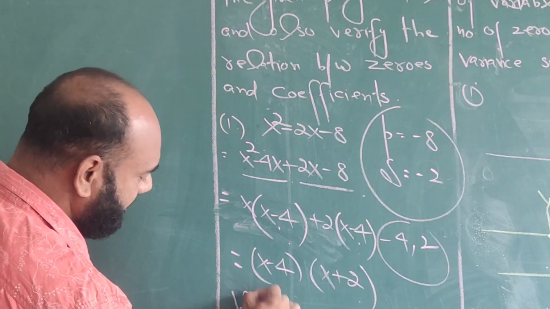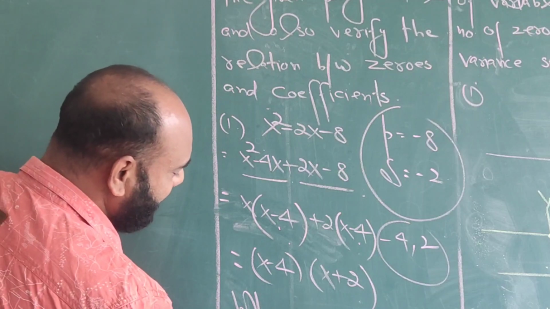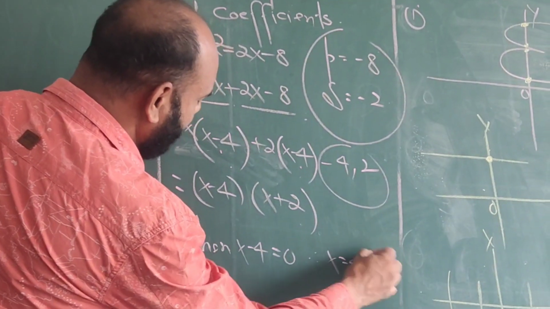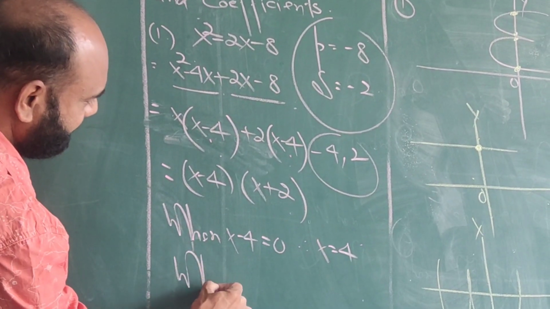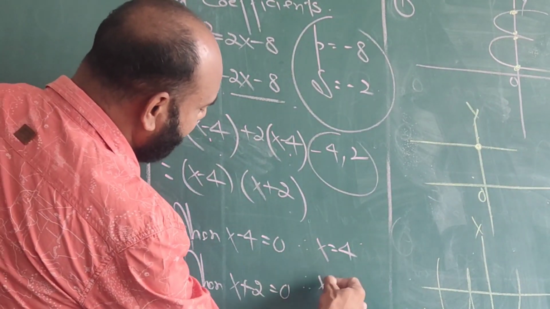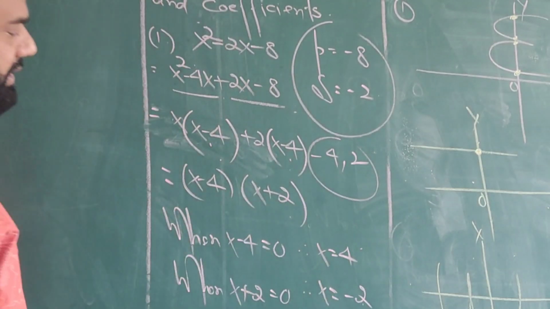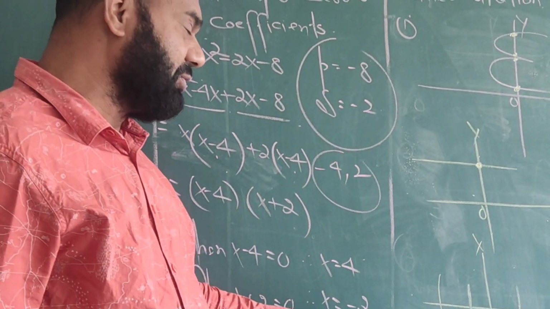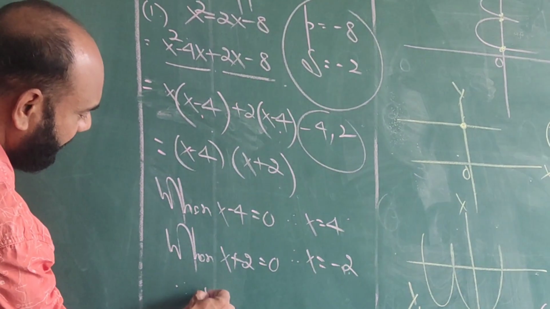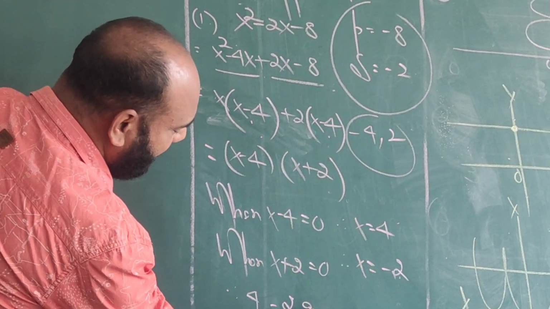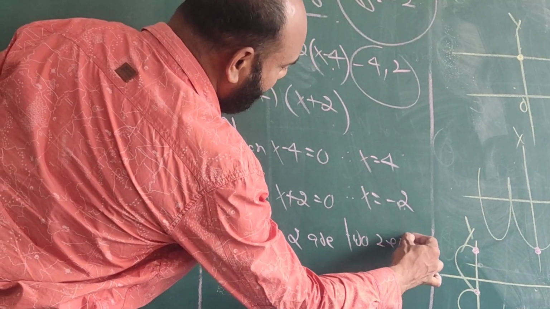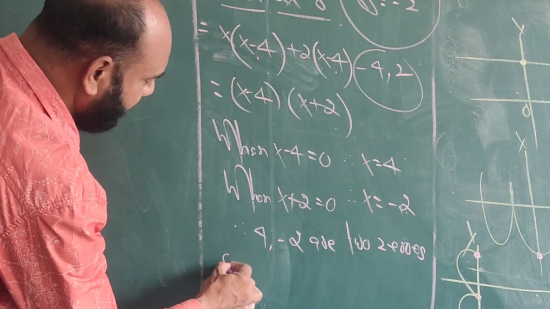When x minus 4 equals 0, then we get x equal to 4. And when x plus 2 equals 0, then we get x equal to minus 2. Therefore, 4 and minus 2 are the two zeros of the given polynomial.